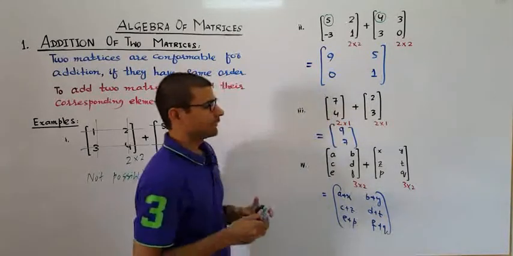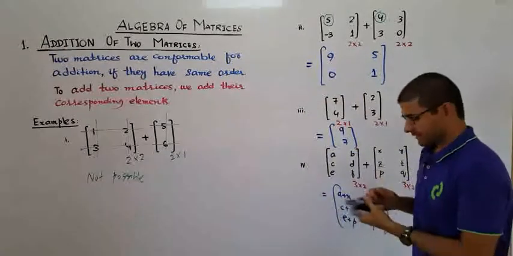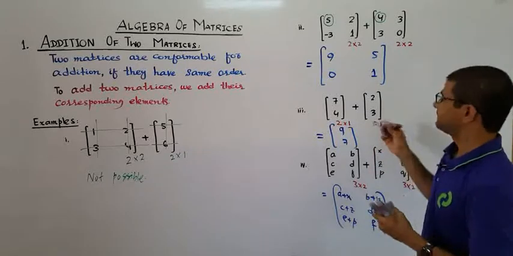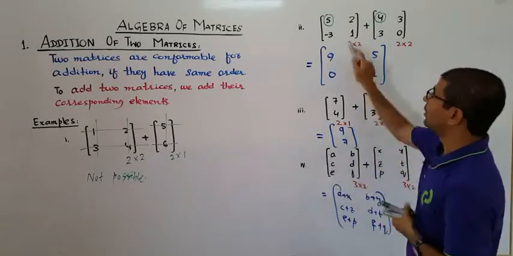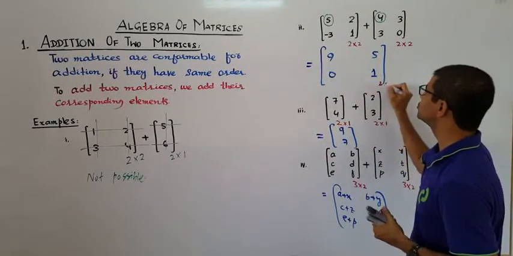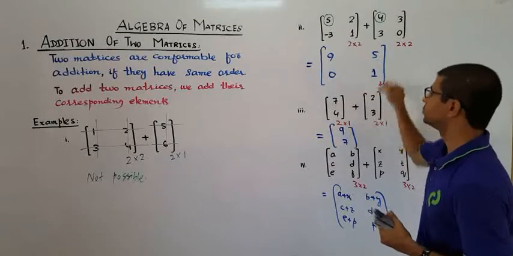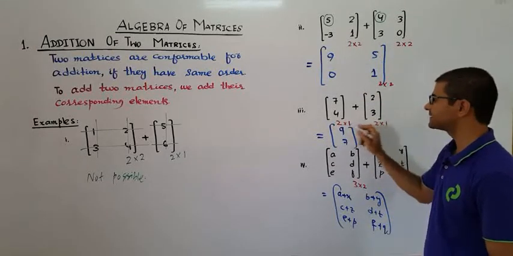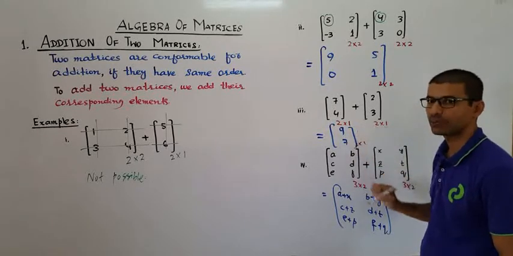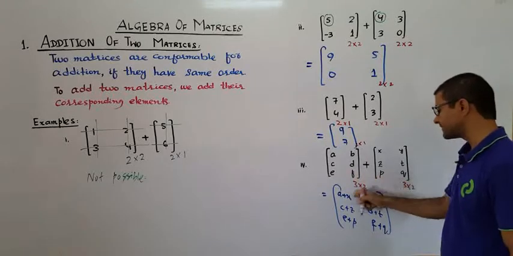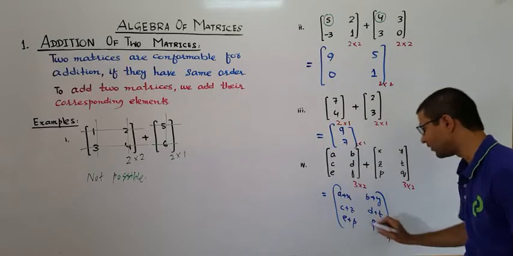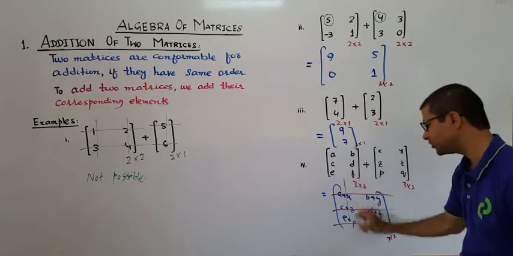Students, have you noticed that the order of result matrix will be the same? For example, order of these two matrices is 2 by 2 and the order of result matrix is also 2 by 2. It contains two rows and two columns. The order of these two matrices is 2 by 1 and the order of result matrix is also 2 by 1 because it contains two rows and one column. As the order of these two matrices is 3 by 2 and the order of result matrix is also 3 by 2 because it contains 3 rows and 2 columns.